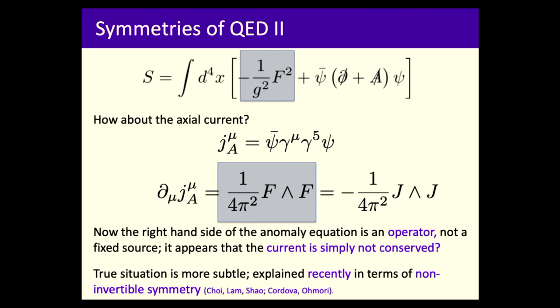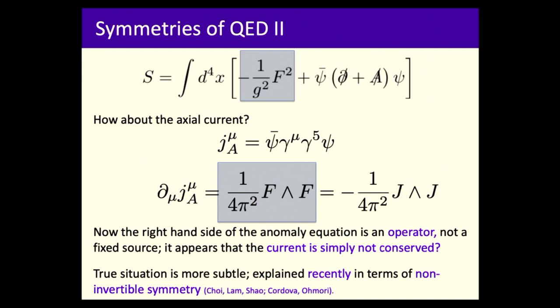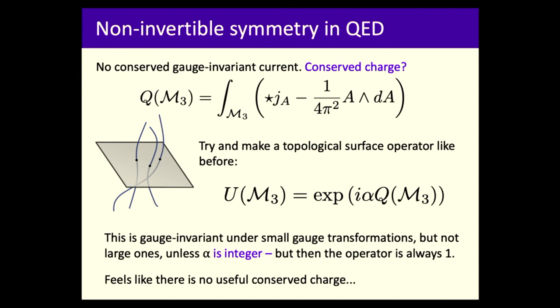So let's try to make something useful, to make a conserved charge out of this non-conserved current. Okay. So what do you do? Well, you know, d star j equals f wedge f. So there's a strong temptation to define a new thing, which is j minus A wedge dA. Okay? This seems like a very reasonable thing to do.